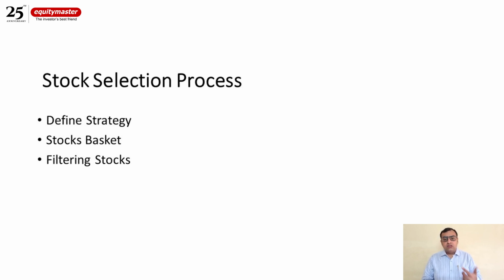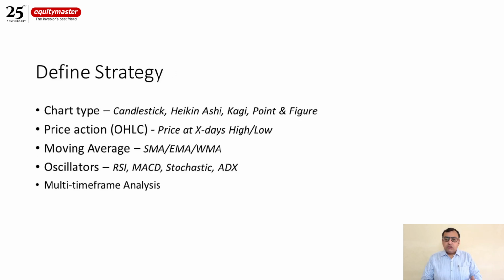Filtering process. So I'll just go through some of the process point by point. First, look at how you should define this strategy. The most important is what type of charts you are using. So there are a number of charts. There are bar charts, there are candlesticks, Heikin-Ashi, Kagi, point and figure, Renko. If you are new to the markets, you have to decide what type of charts you want to trade. Every type of chart will differ upon the movement of the prices. So this is very, very important.